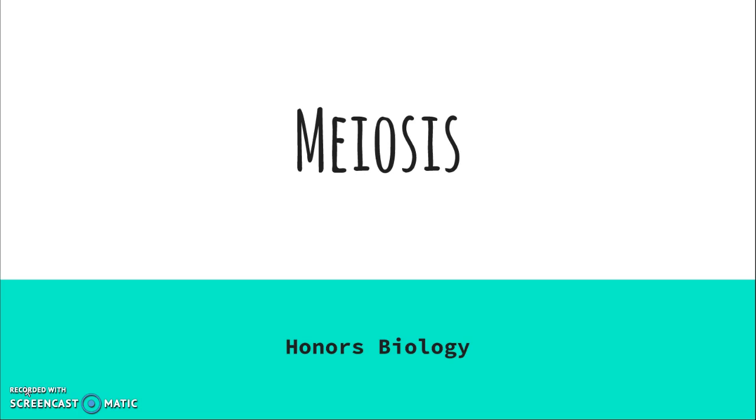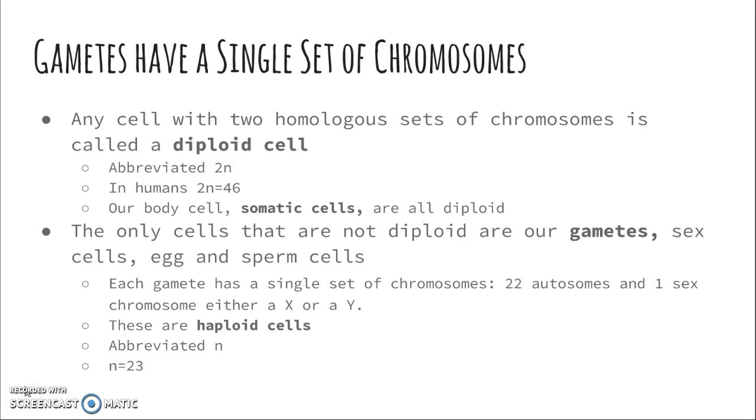Now meiosis is going to help us create a new type of cell. In mitosis we created body cells, or what we call somatic cells. Now we're going to be creating our reproductive cells that we are going to be using for sexual reproduction. So gametes have a single set of chromosomes. Now your sex cells are considered gametes.